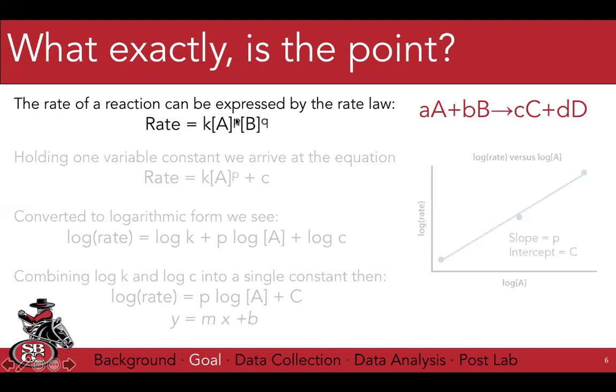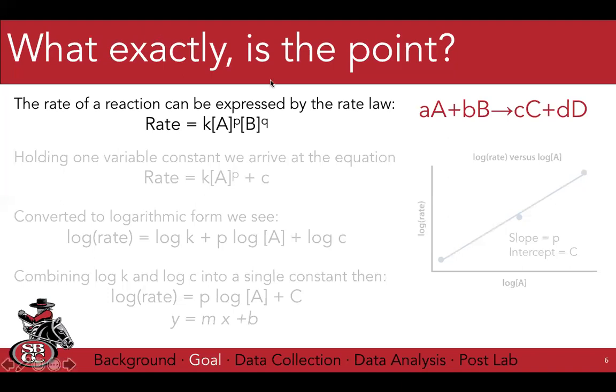Let's say p is 0. Then you would not have the rate be affected if you change the concentration. If p is 1, then the rate will change linearly. You increase the concentration of A, you increase the rate at the same linear proportion. And of course, p can be 2 as well, and then you would be changing it exponentially. So those are the options.